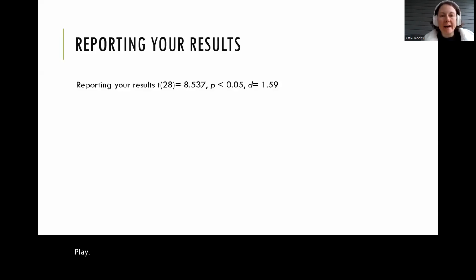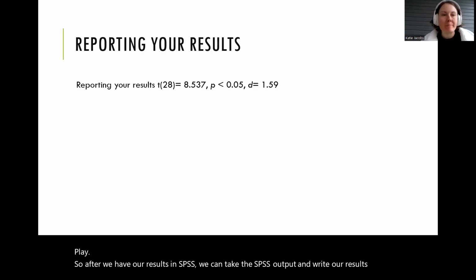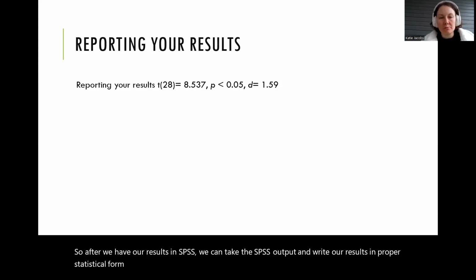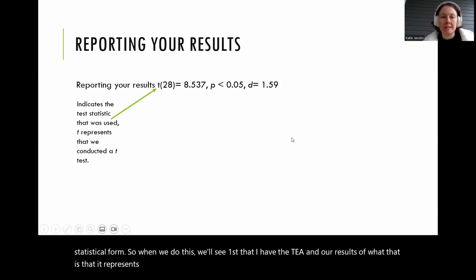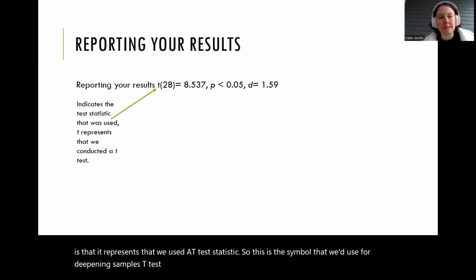So after we have our results in SPSS, we can take the SPSS output and write our results in proper statistical form. When we do this, we'll see first that we have the t in our results. It represents that we used a t-test statistic. This is the symbol we'd use for a dependent samples t-test, an independent samples t-test, and a one sample t-test.